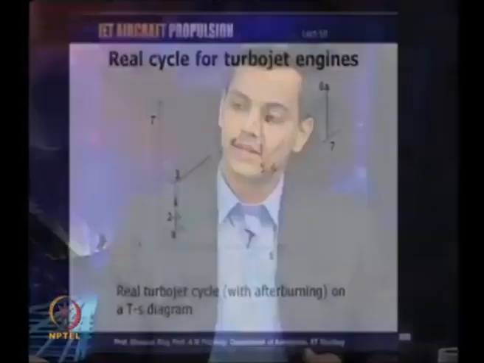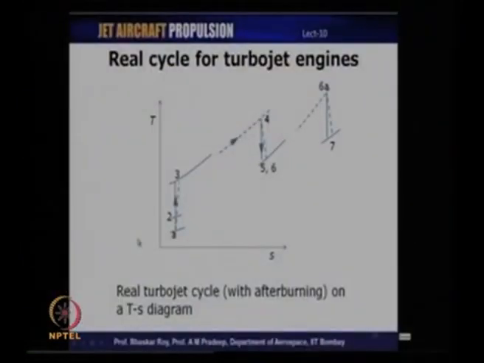So, it is like a reheat Brayton cycle. There is heat addition taking place at the turbine exit. So, the basic cycle itself will get modified, and therefore, the cycle analysis after the turbine would need to be modified accordingly. So, let us take a look at a real cycle of a turbojet with afterburning.